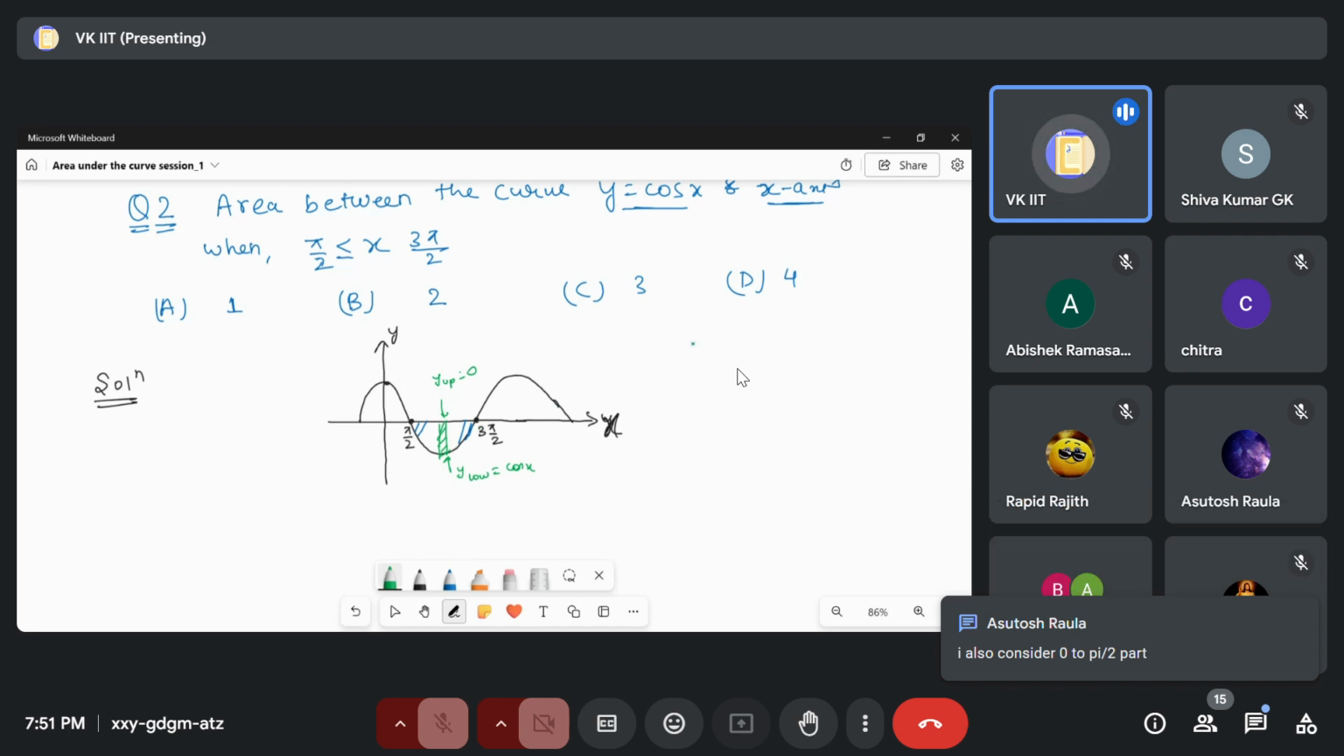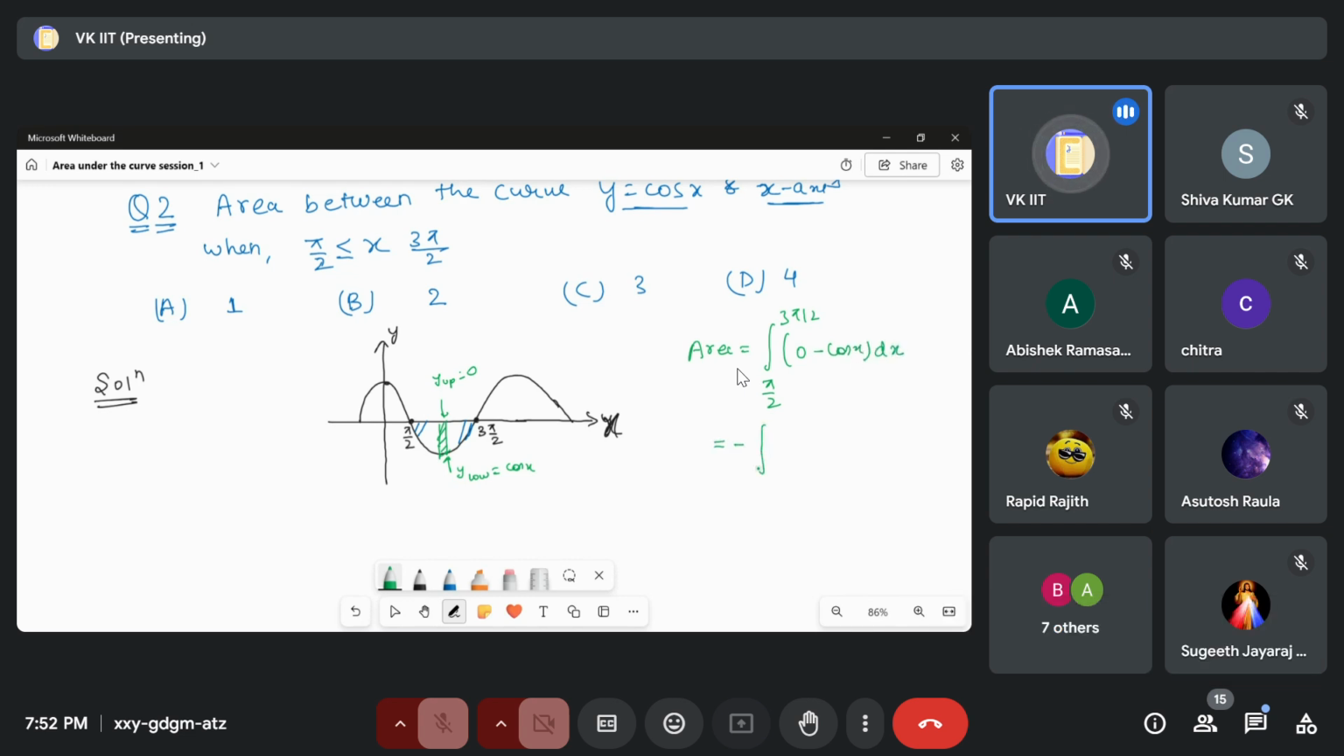Right? So therefore area will be nothing but, from limit pi by 2 to 3 pi by 2, y upper is nothing but 0 minus y lower, which is cos x, into dx. Negative sign comes outside. Pi by 2 to 3 pi by 2. Cos x integration is sin x only. So minus sin x, and the limit is from pi by 2 to 3 pi by 2.